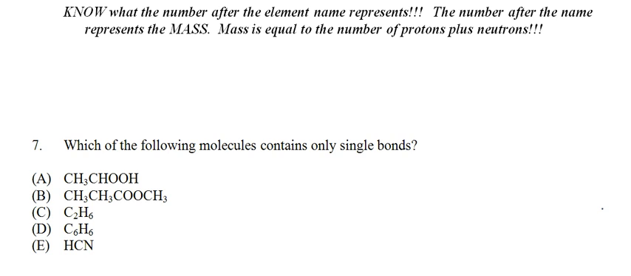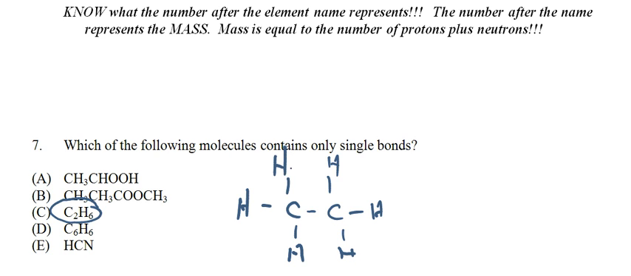Number 7. Which of the following molecules contains only single bonds? This could be a real time-consuming problem, and technically this is an organic question. However, if we can look real quickly at something like this and go, okay, we have hydrogen, and carbon always wants to have 4 bonds. Whether it's a combination of 4 single bonds, 2 double bonds, or 1 single bond and 1 triple bond, it has to have 4.